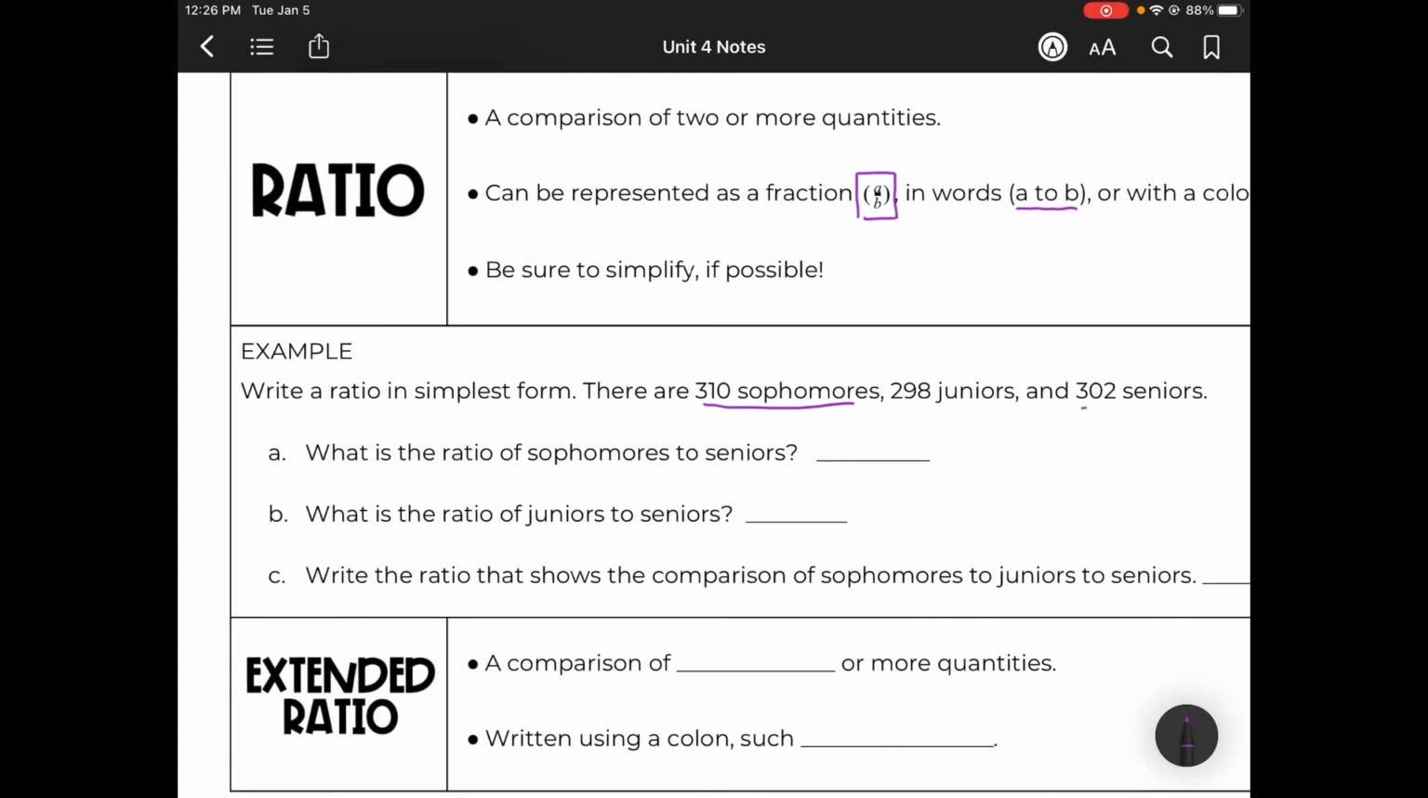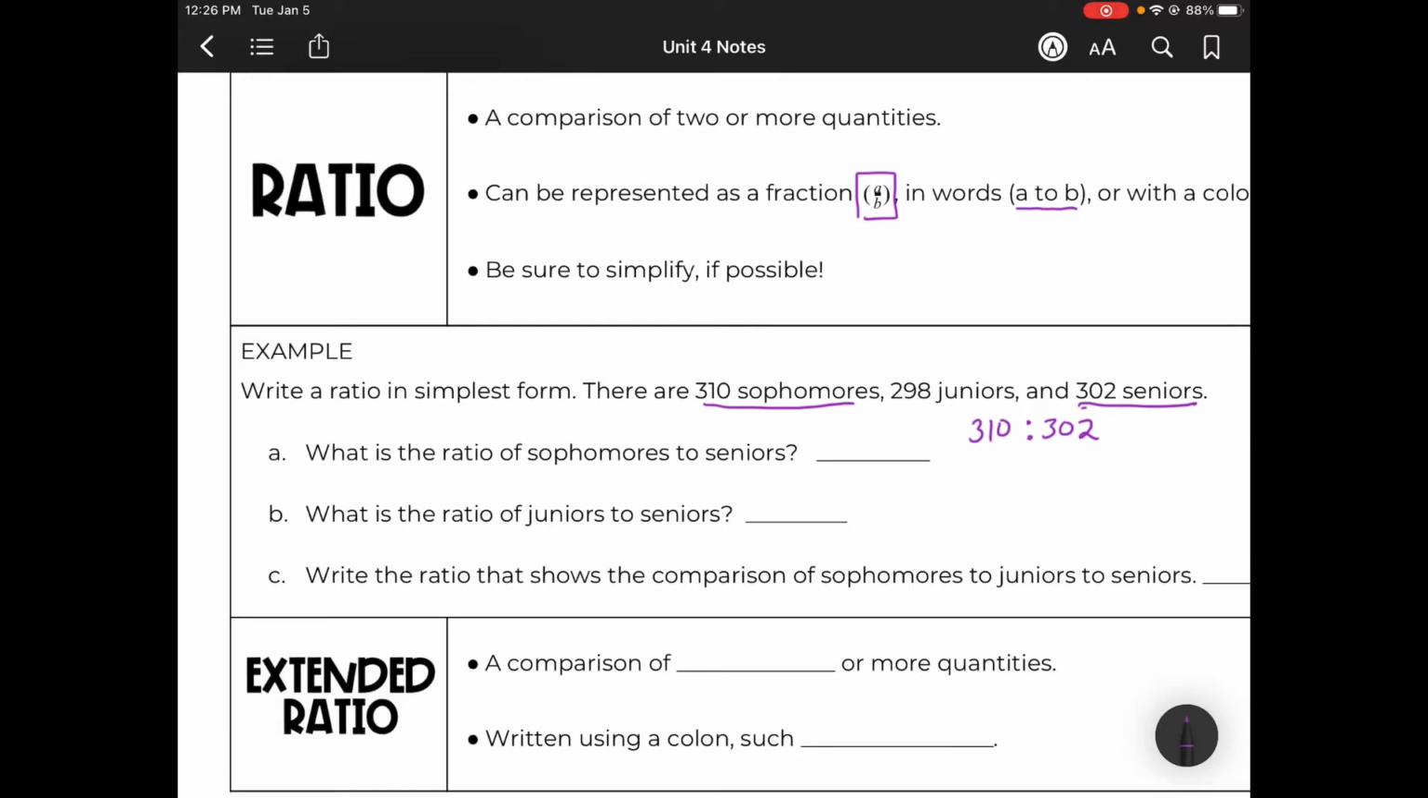Well, there are 310 sophomores and 302 seniors. So I could write that as the ratio 310 to 302. However, I want to reduce that, and we need to reduce this the same way we would reduce it as if it were a fraction. We want to divide both sides of this ratio by the greatest common factor, right? Greatest common divisor. Okay, and sometimes it's harder to see those, so if you recognize that you can just maybe divide by 2, we start with that.